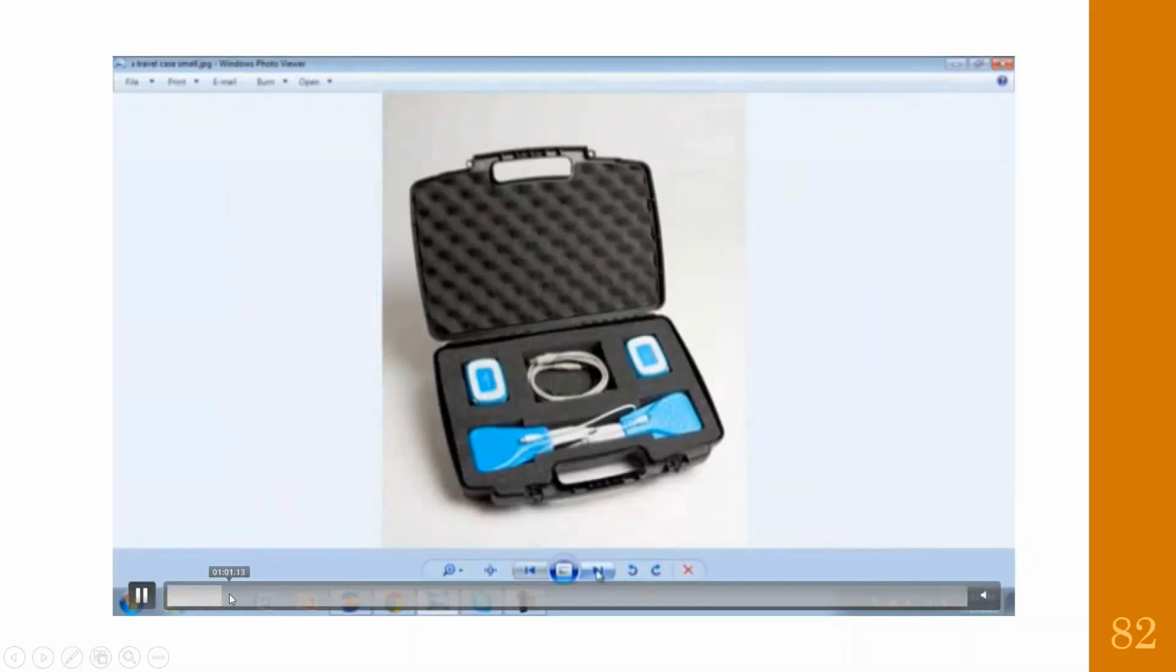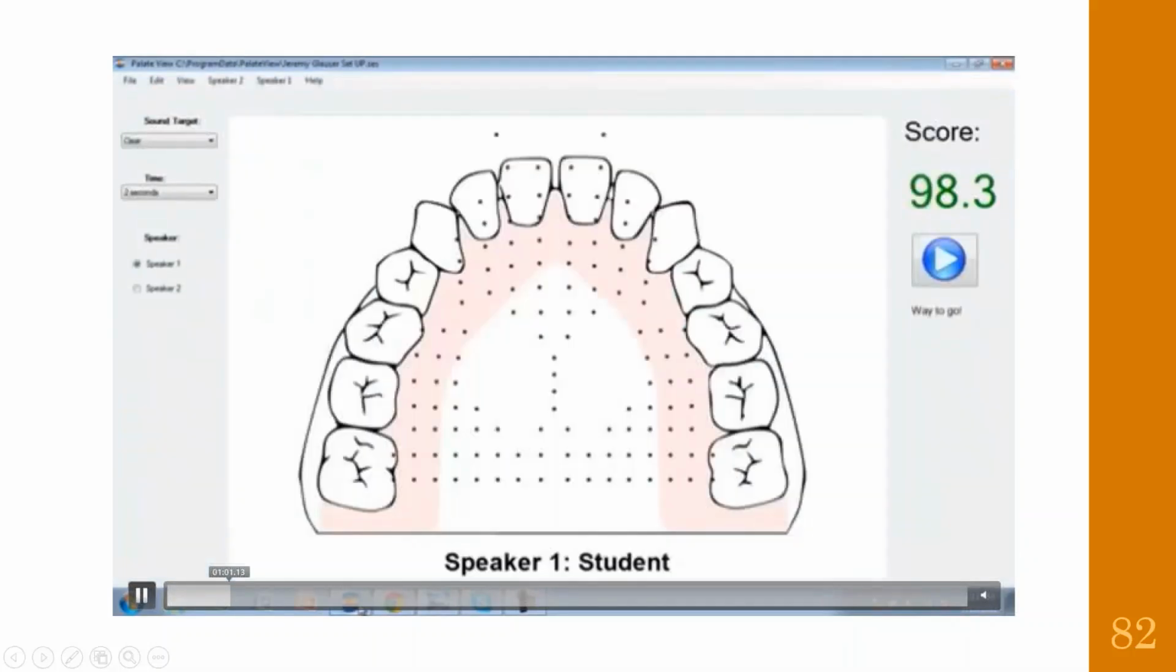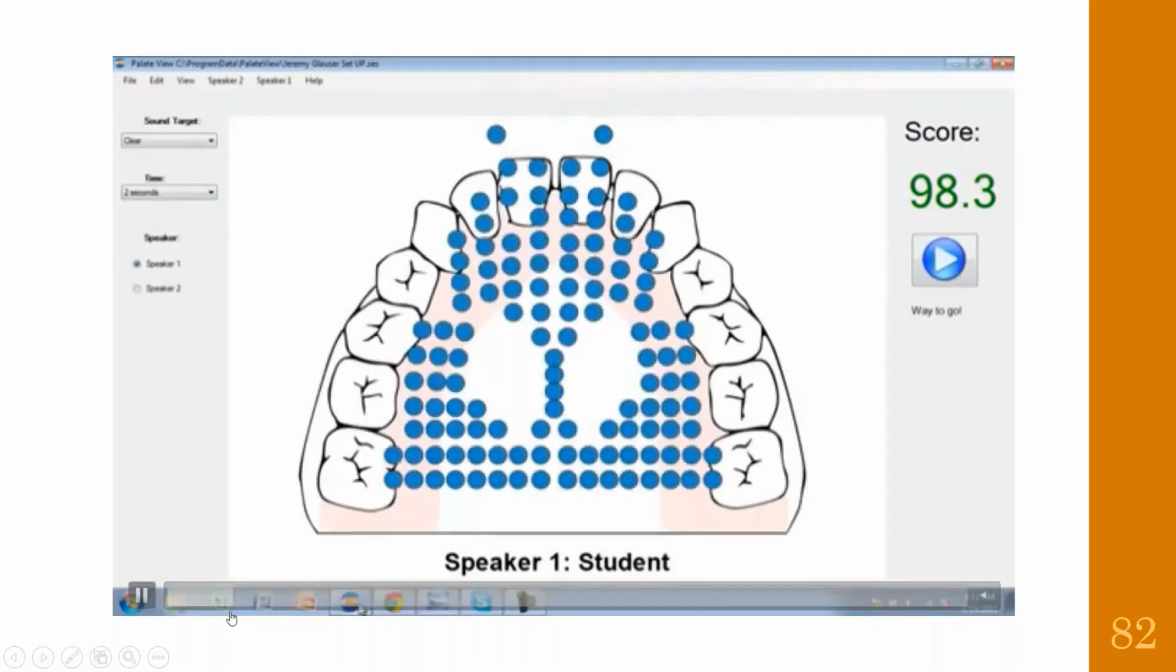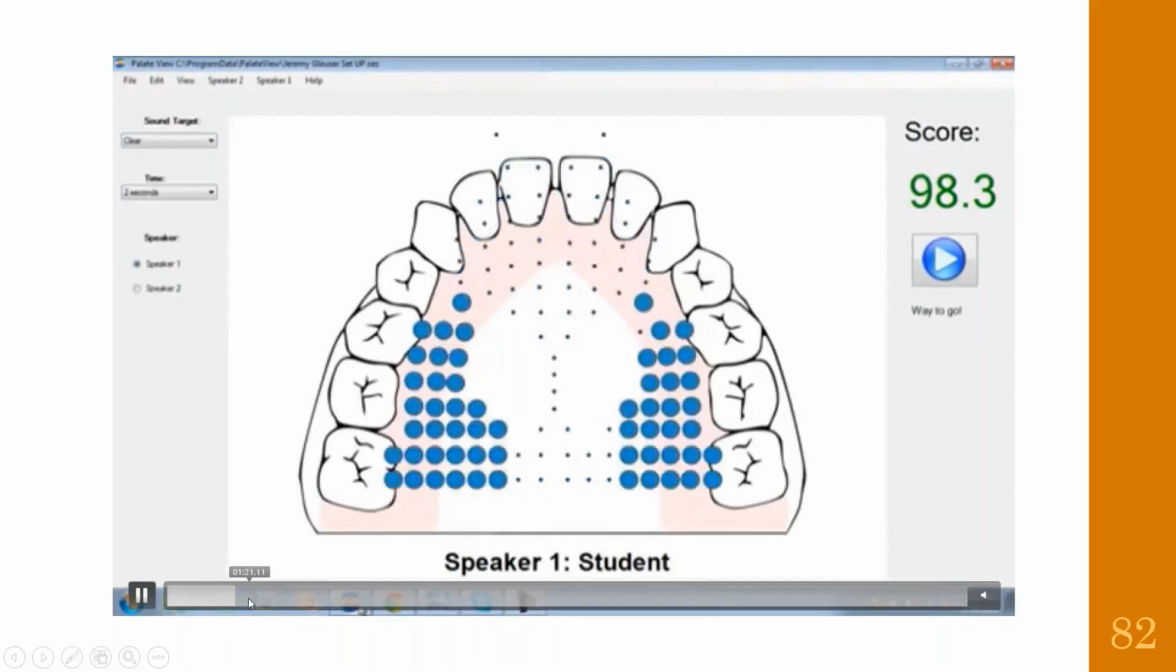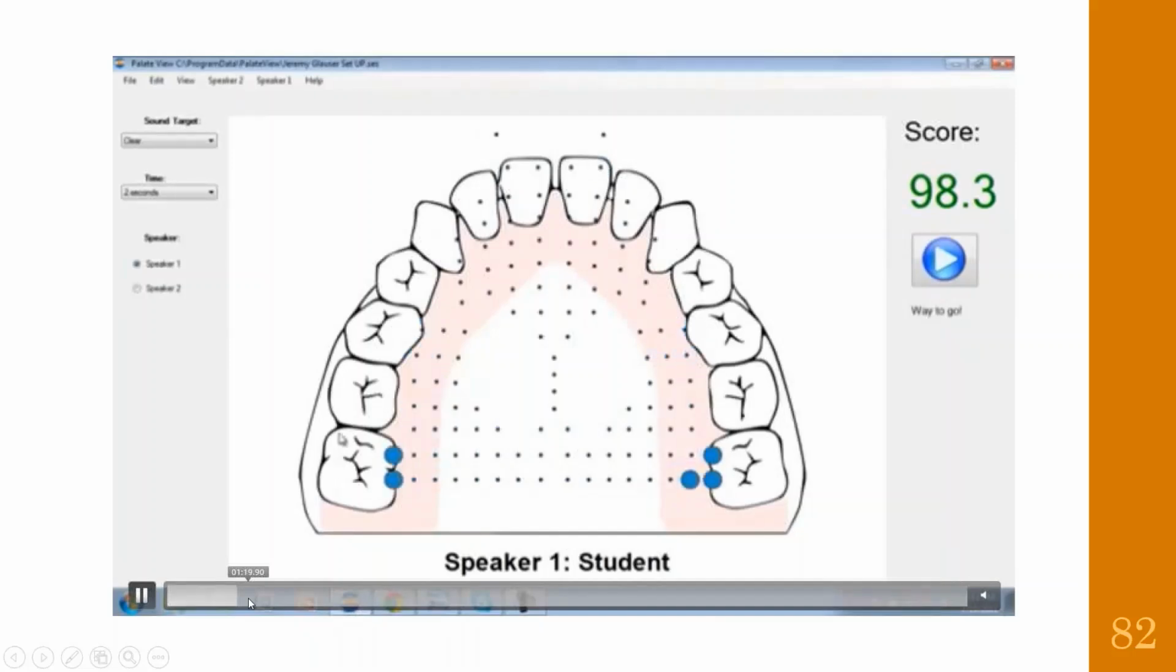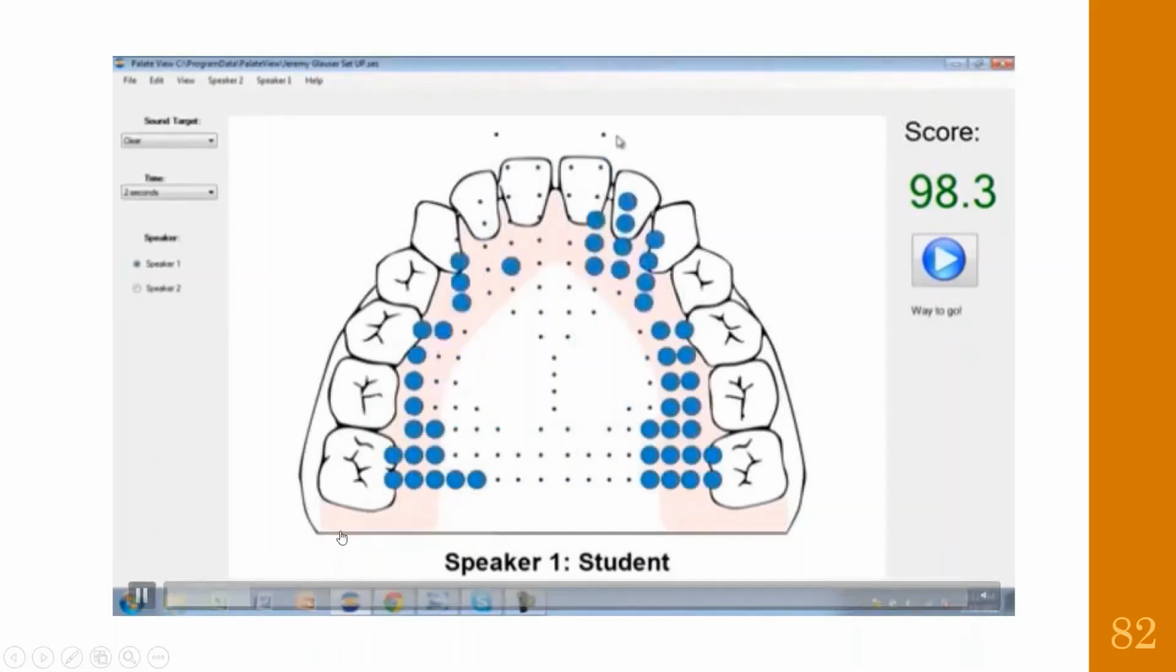This is the case in which the instruments are kept. The anterior two dots over here, in front of the central incisors, are for lip closure. So the bilabial sounds can be measured with the help of these two. The speaker is repeating the letter R.